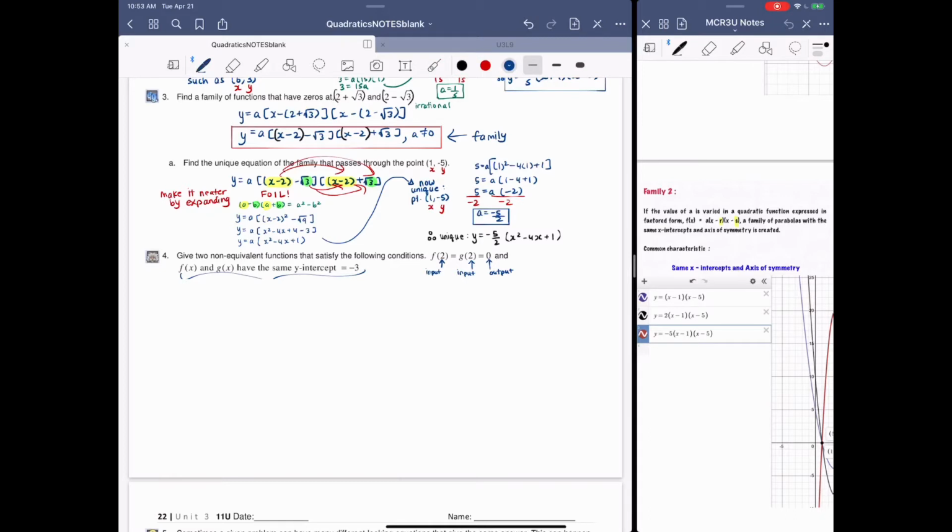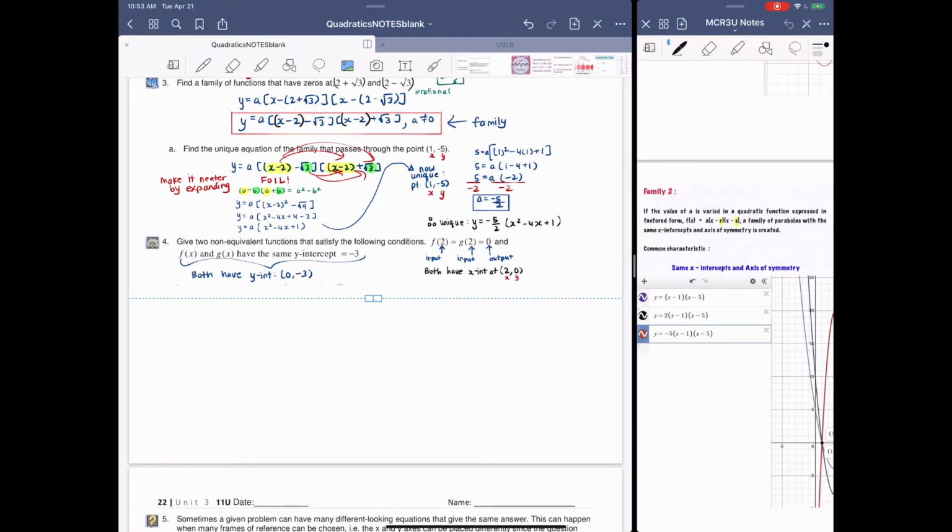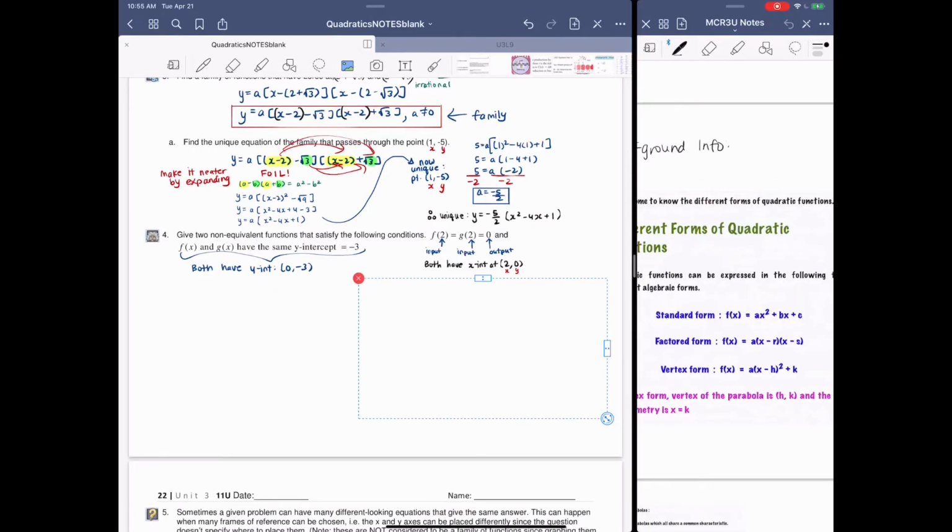What you have is a fancy way of saying that you have an input of 2 and an output of 0, meaning a coordinate of 2 comma 0, which is actually the x-intercept because the y value is 0. As well, you have a y-intercept of negative 3, which you can write in coordinate form as 0 comma negative 3. Initially, I'm going to write down my standard form and my factored form and write down all the given features within those equations.